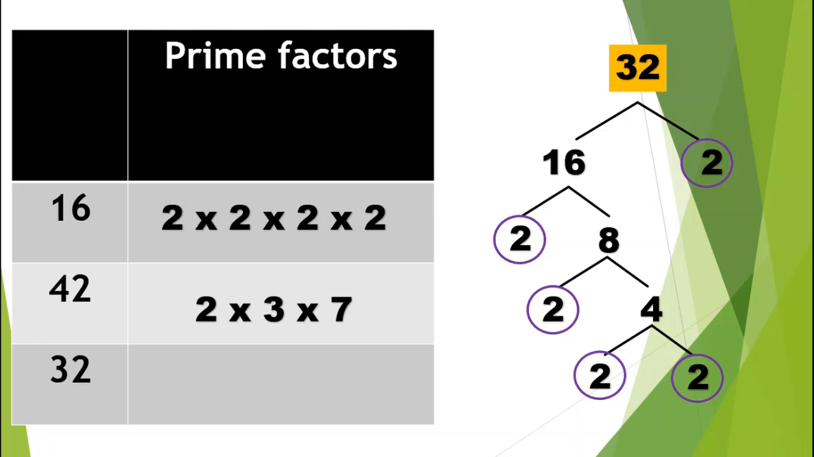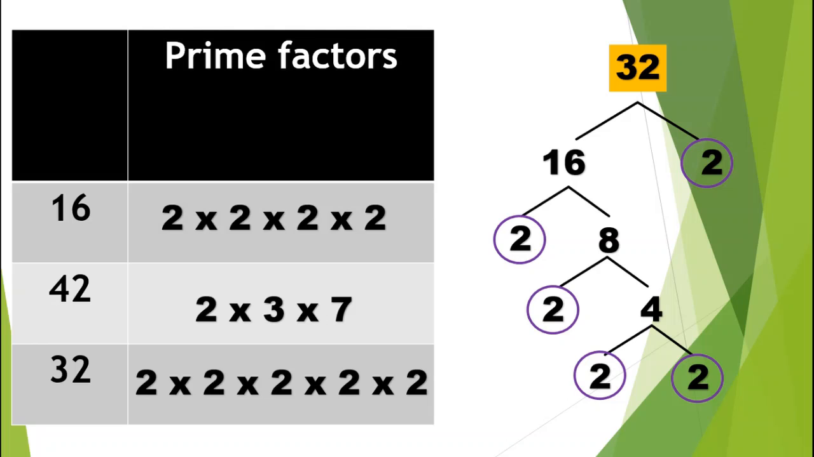So what you observe, the encircled numbers are prime numbers. So you can see that these are the factors of our 32. So we can say that it is 2 times 2 times 2 times 2 times 2. Did you get the correct answer?